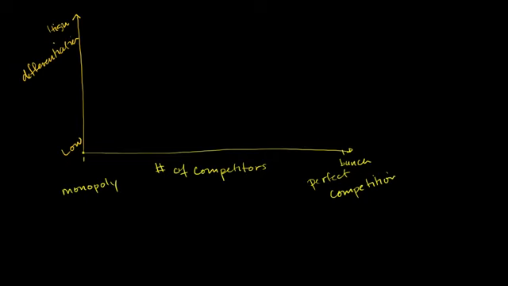So let's just say that we live in a world where there's 50 producers of screws, and all of those screws are completely identical. And so if one producer charges even a penny more, no one's going to want to go to them because they can get the exact same thing from one of the many producers. So that would be a case right over here. Low differentiation, all the screws are the same, and there's a bunch of competitors. So that's about as perfect competition can get in the real world.